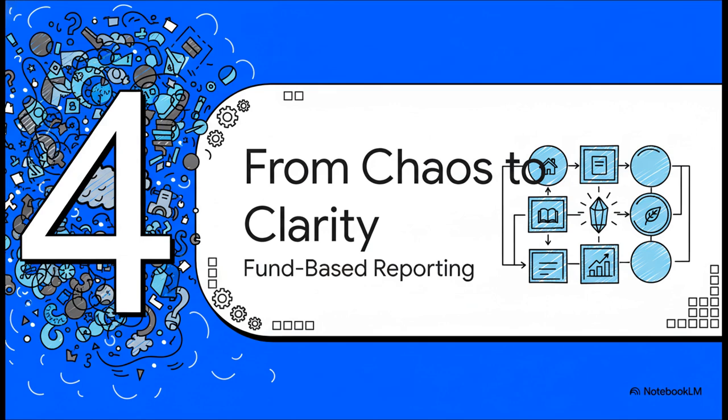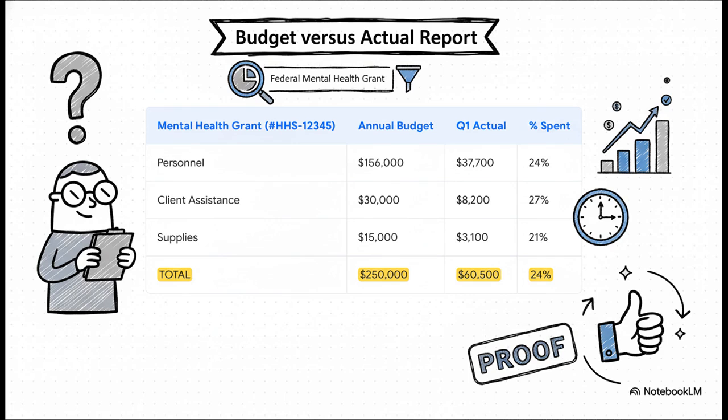So what happens when you put this all into practice? Well, you move from that total chaos of a single pool of money to the crystal clear clarity of fund-based reporting. And this is the payoff. Remember that auditor's question from the beginning of our story? With this system in place, you don't even break a sweat. You just run a budget versus actual report, and you filter it by one single class, the federal mental health grant class. And boom, in seconds, you've got a report that proves exactly how much is spent, on what, and that you are perfectly on track.